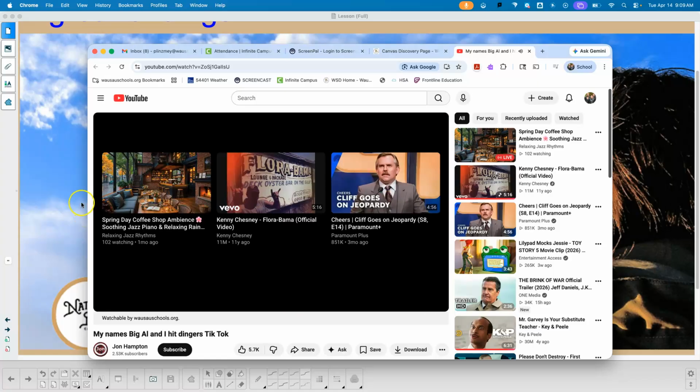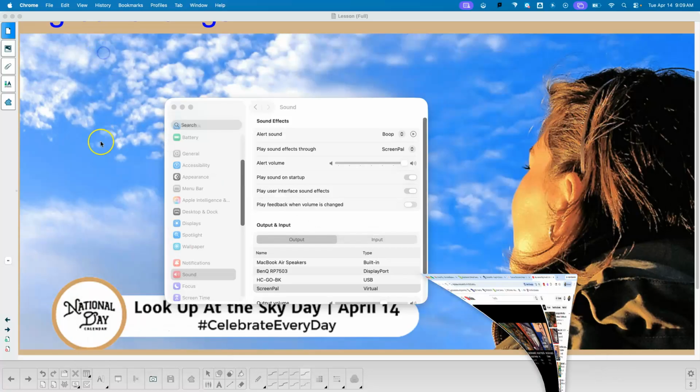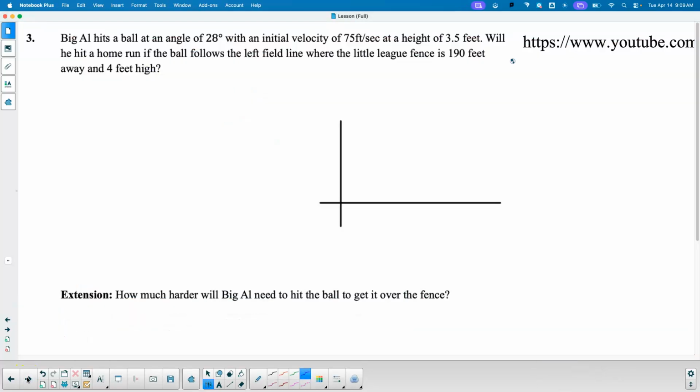All right, so with that being said, we are on page 7, if I'm not mistaken. And Big Al is going to try and hit a dinger. Big Al hits a ball at an angle of 28 degrees with an initial velocity of 75 feet per second at a height of 3.5 feet. Will that ball be a home run if the ball follows the left field line where the Little League fence is 190 feet away and 4 feet tall?